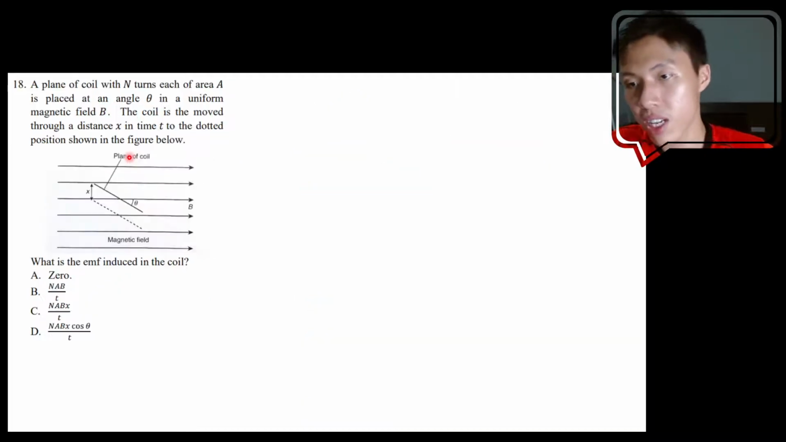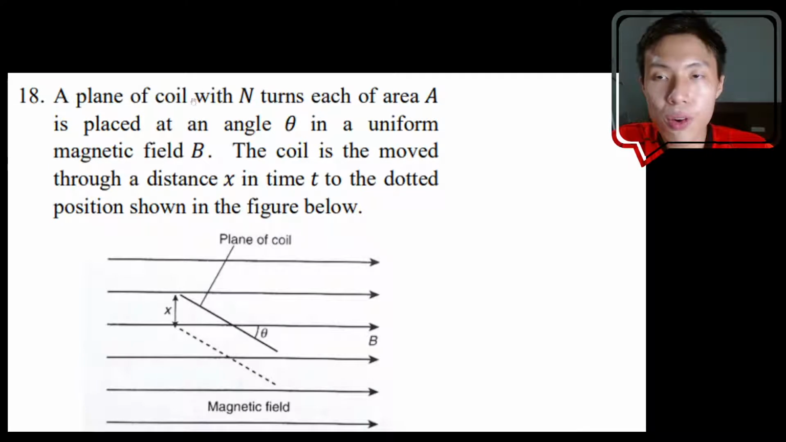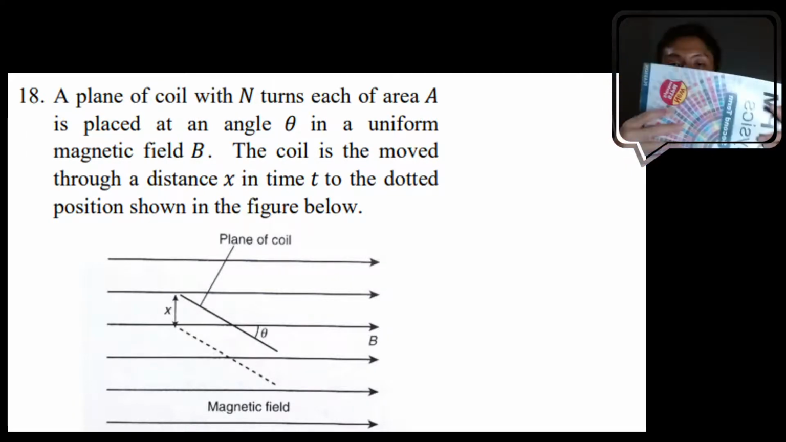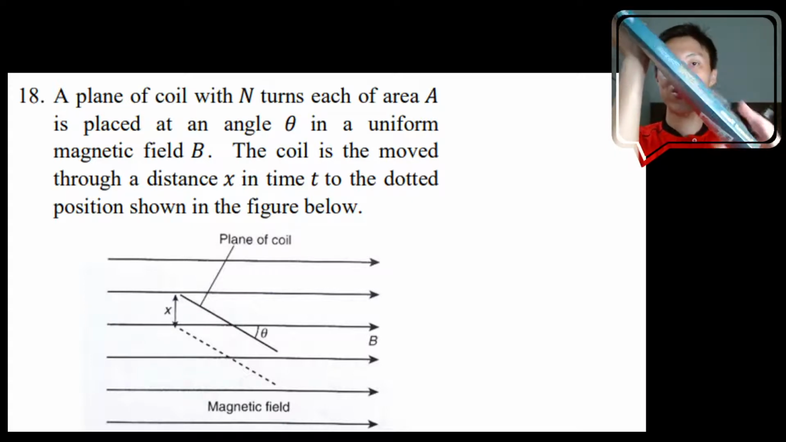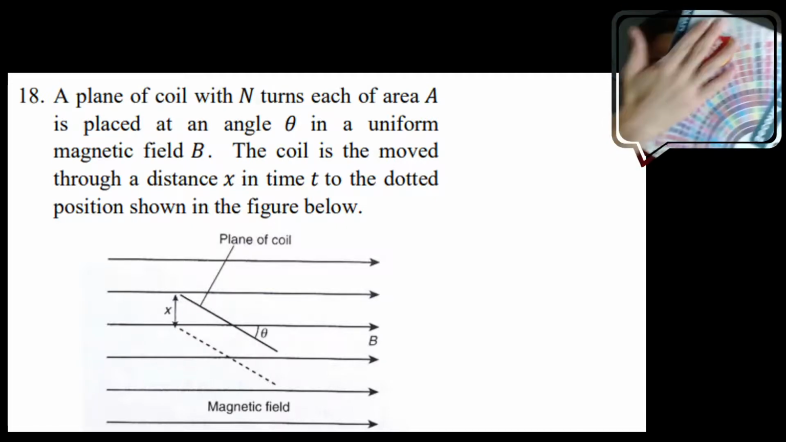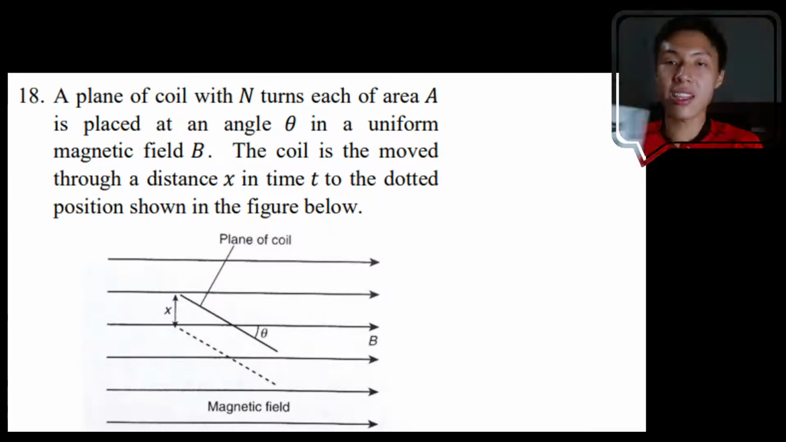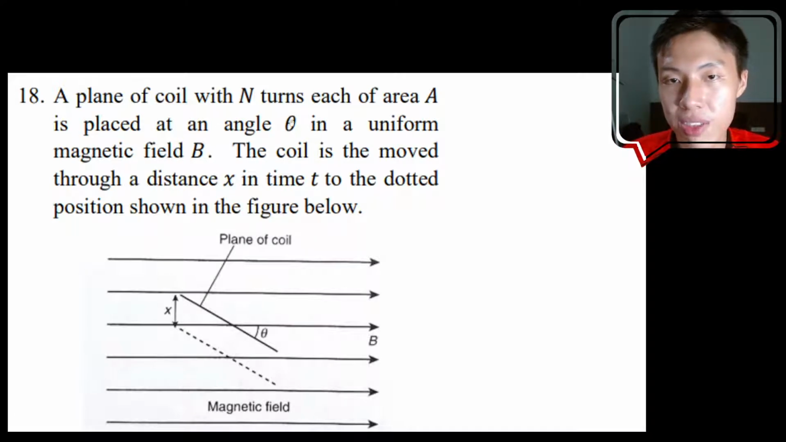Let's move on to the next question. A plane of coil with n turns. So this is the coil, plane of the coil. So they're showing you a coil, but they're showing you at this angle, so you can see it as a straight line only. You're not able to see the coil. But it's the coil. Okay, and this coil has n turns, each of area A, and is placed at an angle of theta in the uniform magnetic field B.